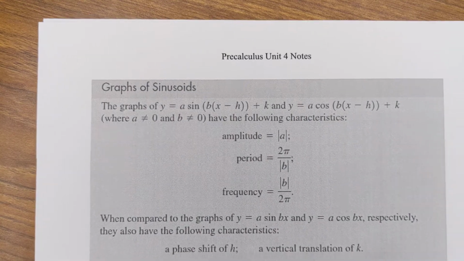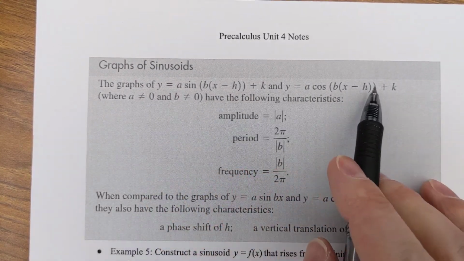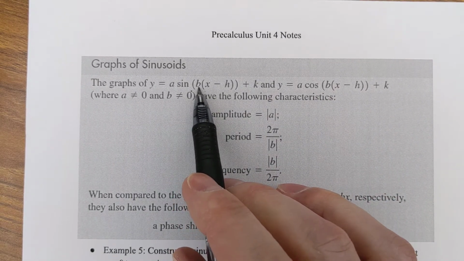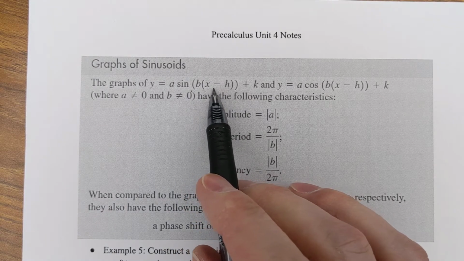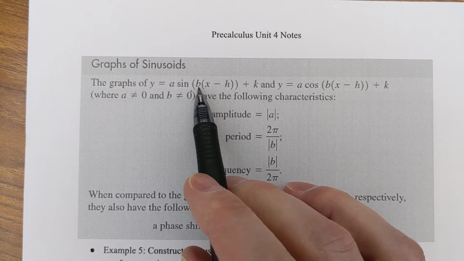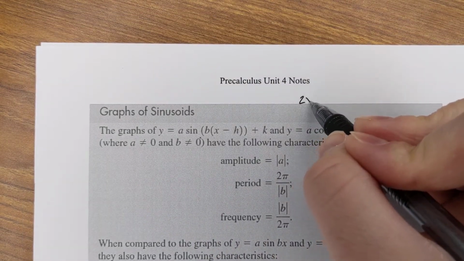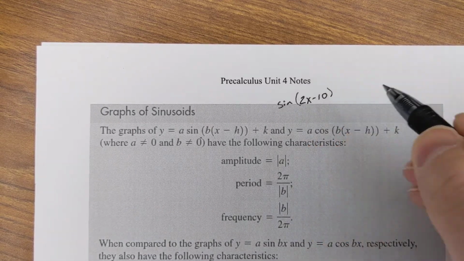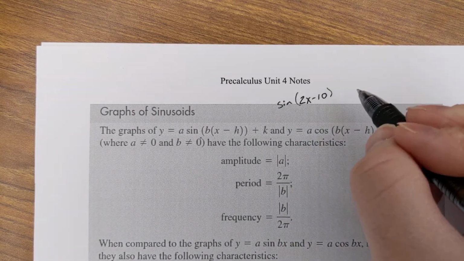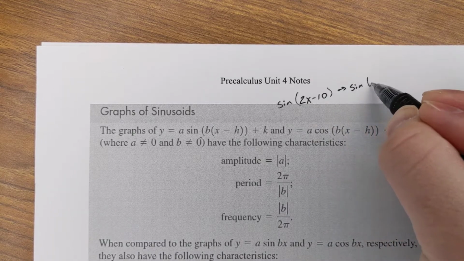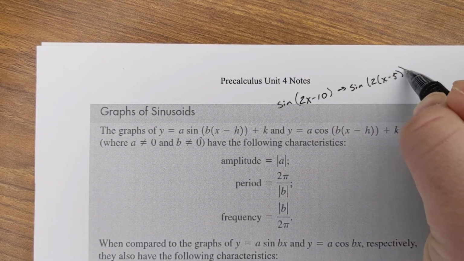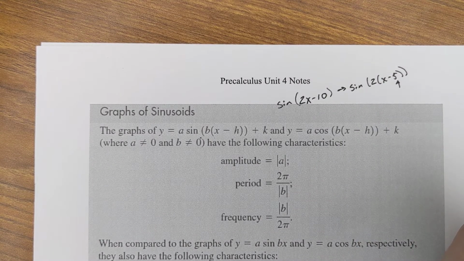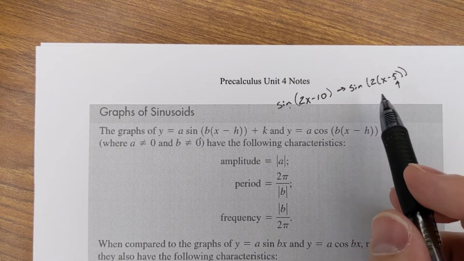Now, going to graphs. These are the functions you have for the graph. If you notice, there's this nested set of parentheses here. So you have to be careful. Your h value, you have to essentially factor b out. So if you see something that looks like the sine of 2x minus 10, your h value is not 10. You actually have to rewrite this as the sine of 2 times x minus 5. You have to factor out that coefficient. This has a horizontal shift of 5. So please be careful, because that's a really easy thing to miss.